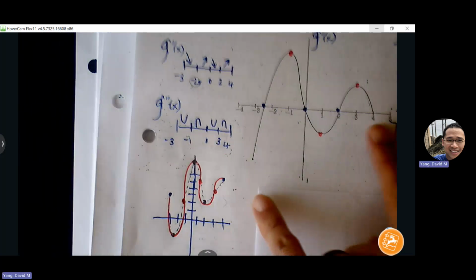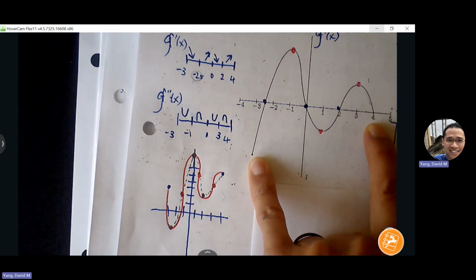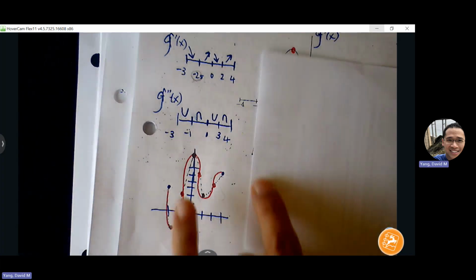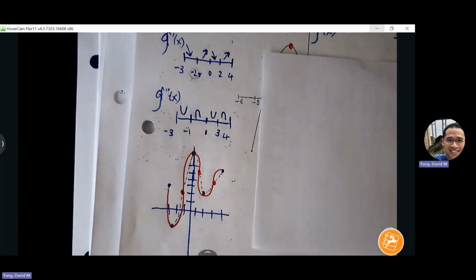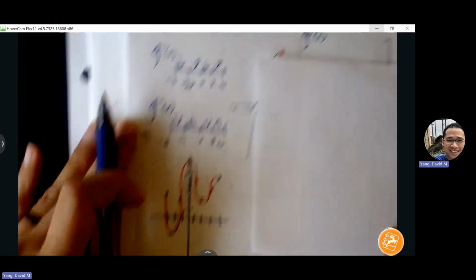No, because our derivative graph ends at -3 and 4, right? We don't have any other information past that, so we're just going to sketch the graph with parts that we have information for. Okay. Double prime graph. Yeah, let's do it.